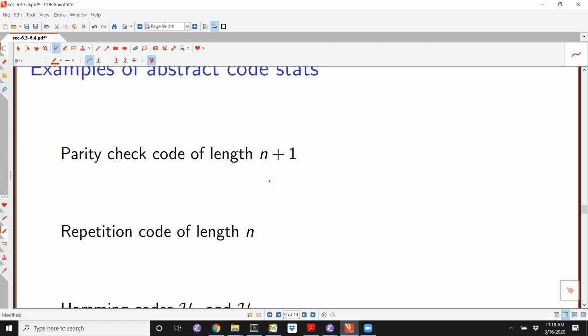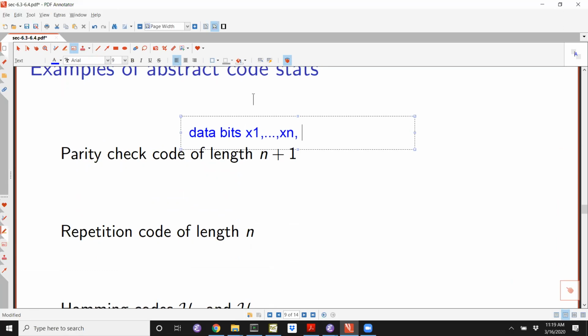So the parity check code of length n plus 1. Remember the way that's defined is that we have data bits x1 through xn and a parity check bit x0.